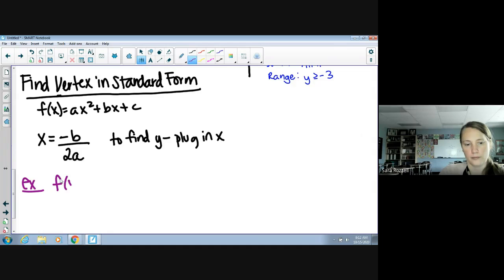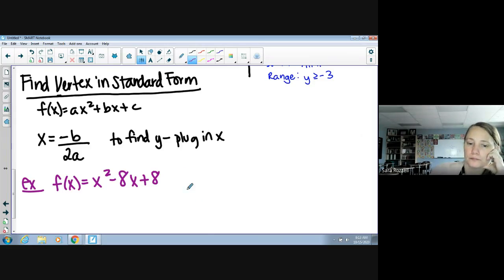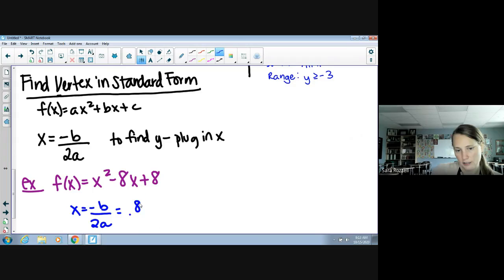So we'll start out with a not too hard one. And we want to find the vertex. Then once we know what the vertex is, we can put it into vertex form. So we're going to write x equals negative b over 2a. What is the b value that we have? Negative 8. So we have negative negative 8, which makes a positive 8 over, what's our a value?